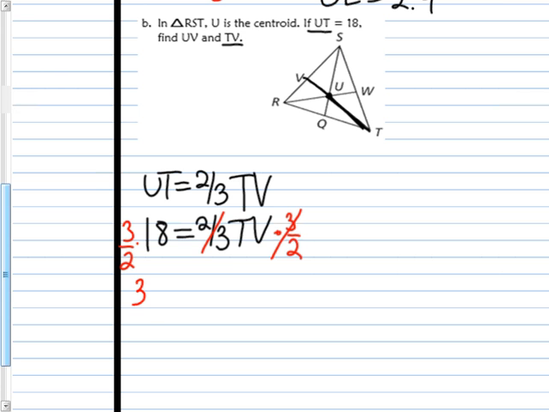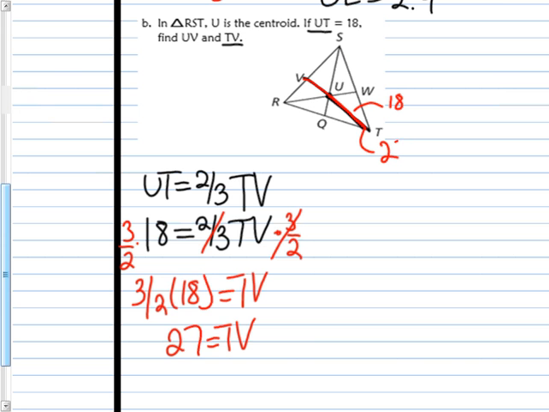So now I have 3/2 times 18 equals TV. 3 times 18 divided by 2 is 27. So 27 equals TV. Let's see if this makes sense. UT was 18. TV I'm now getting is 27. Those numbers make sense so far? They do. TU is shorter than TV, so far they make sense.